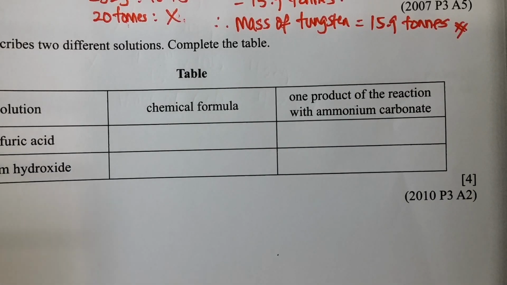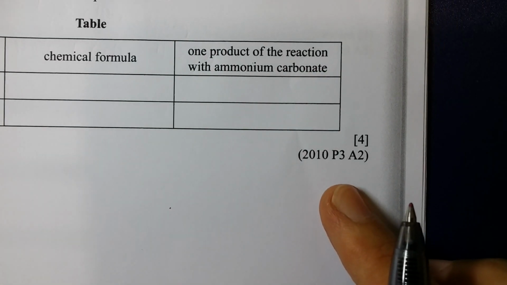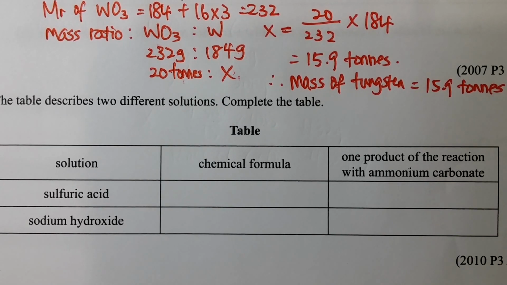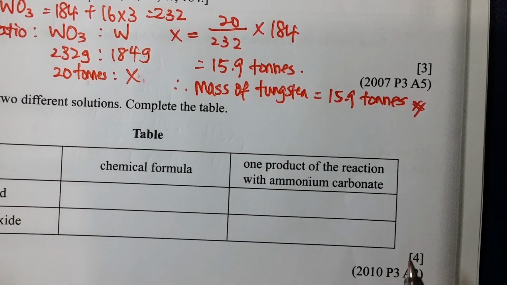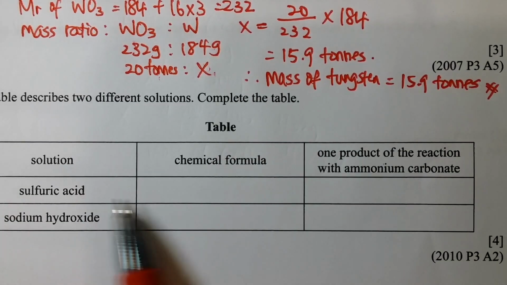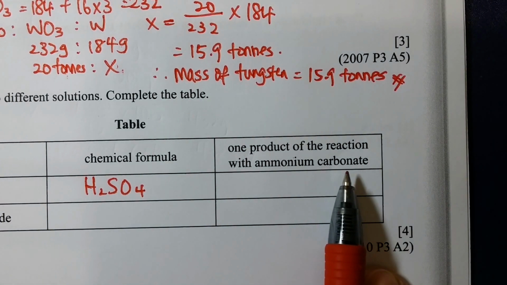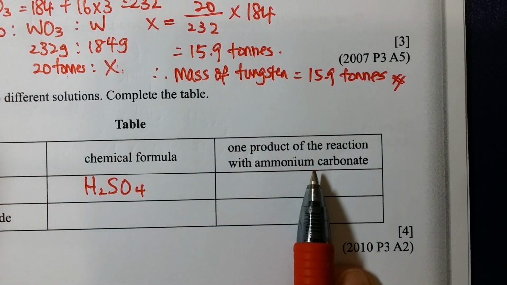Okay, next question. This one is from 2010, paper 3, A2. The table describes 2 different solutions. Complete the table. One product, so you have sulfuric acid, chemical formula of course is H2SO4. One product of the reaction with ammonium carbonate.